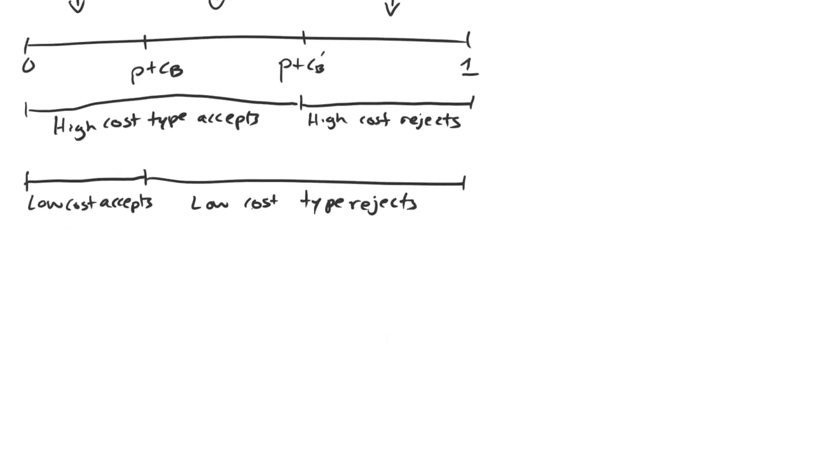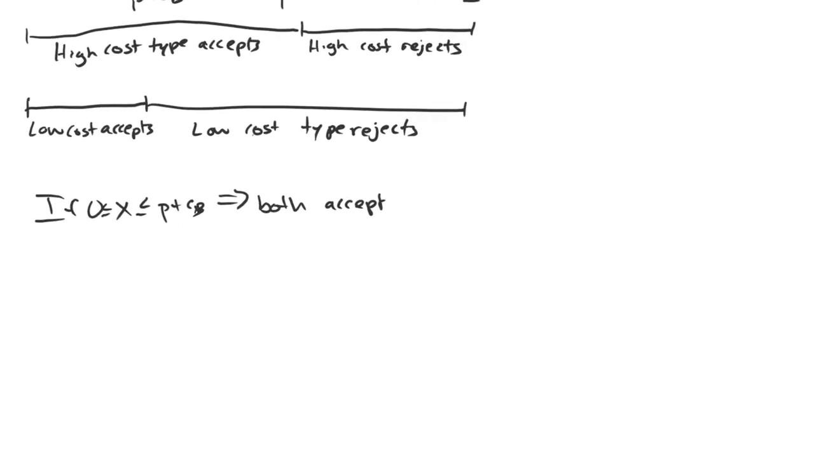Okay, so let's start off by looking at the easiest case, which is the situation all the way on the left, where we have both types accepting. Okay, so in that region, if X is between 0 and P plus CB, that implies that both accept.